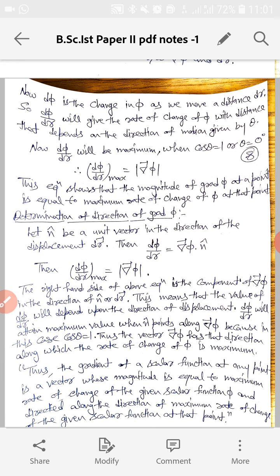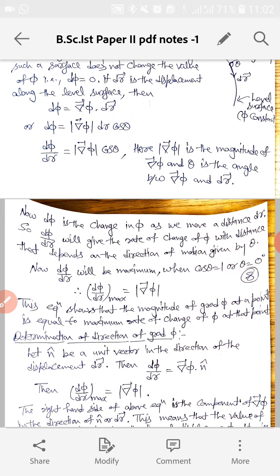Now dφ is the change in φ as we move a distance dr. So this term dφ by dr gives us the rate of change of φ with distance, with respect to dr, and it depends upon the direction of motion through θ. Because dφ by dr is equal to the magnitude of the gradient of φ times cos θ, this rate of change of φ with distance r depends on the direction of motion.